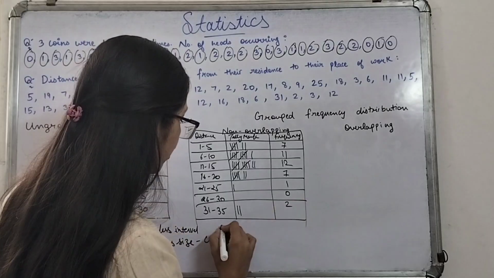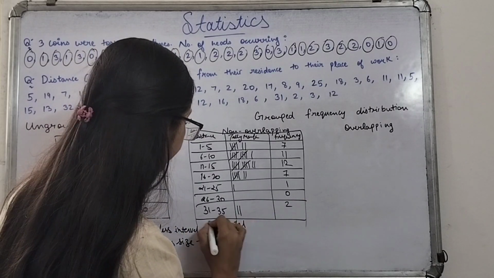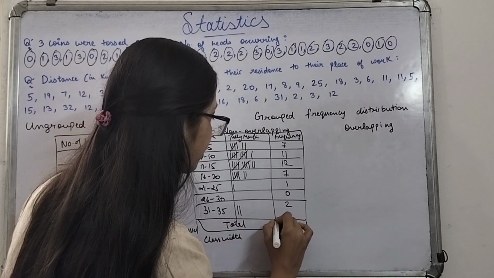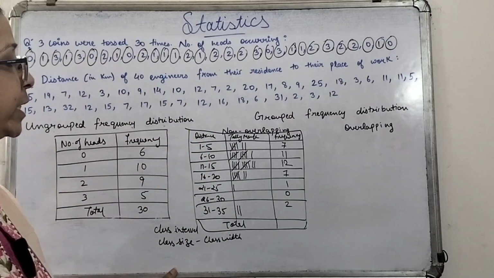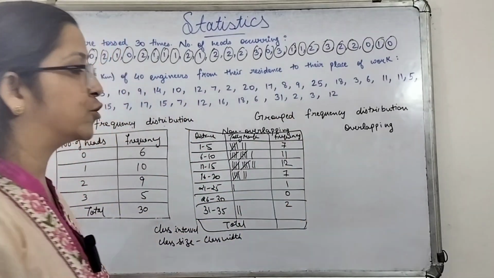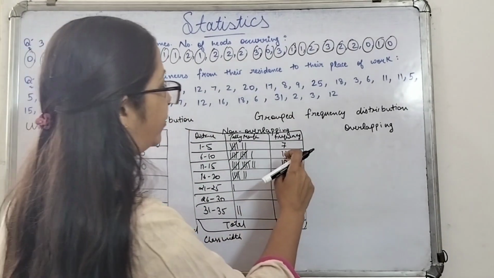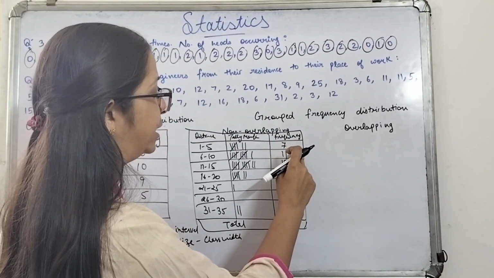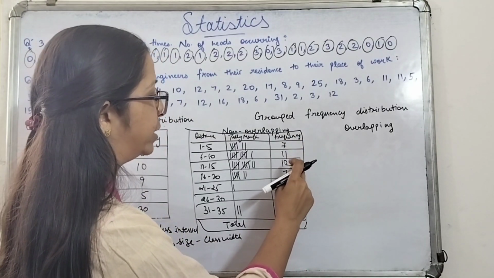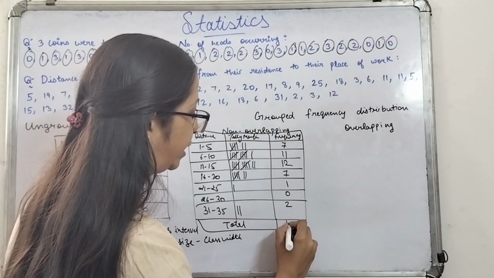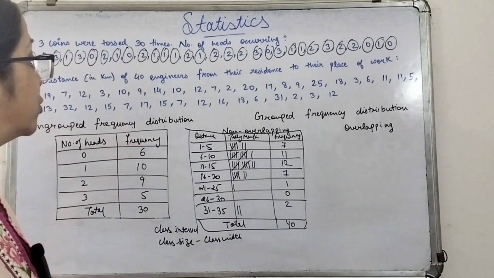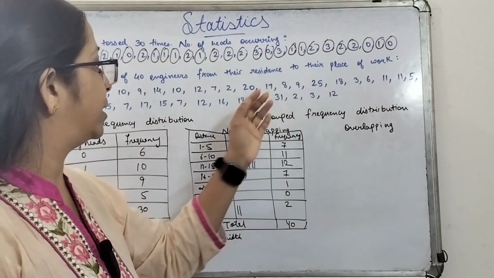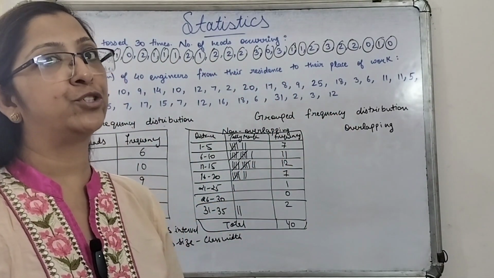Here it is 2. So again the total should be equivalent to 40, because we have taken 40 engineers, so the sum of the frequency should be 40. So 11 plus 7 is 18, 18 plus 12 will be 30, 37, 38 and 2 is 40, so the total frequency is 40. So this is how we can represent this data in a grouped frequency distribution table.